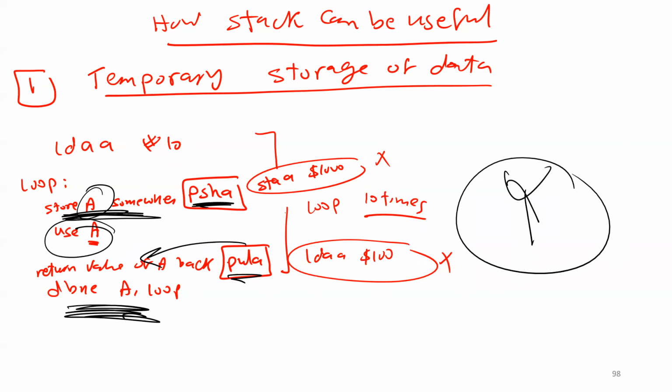Push A, use A, pull A. This can be valid for any other register, okay, guys? You just store the value in the stack, then use it, and then you can get it back from the stack. This is much better than what you did in the last lab, because I don't need to reserve a temporary memory location. I forget it. No, just put it in the stack, just use it, get it back from the stack. That's it. Any questions?